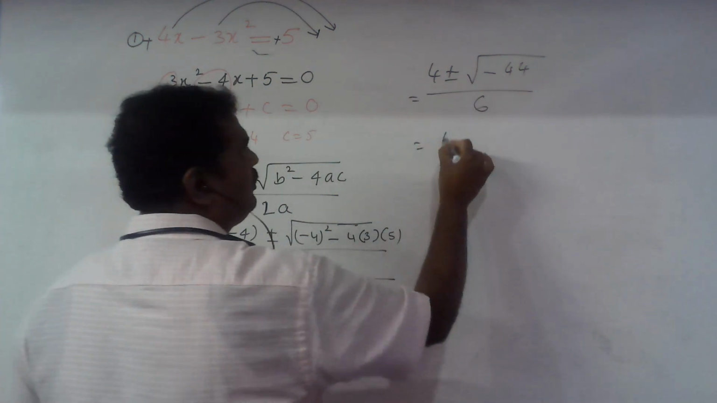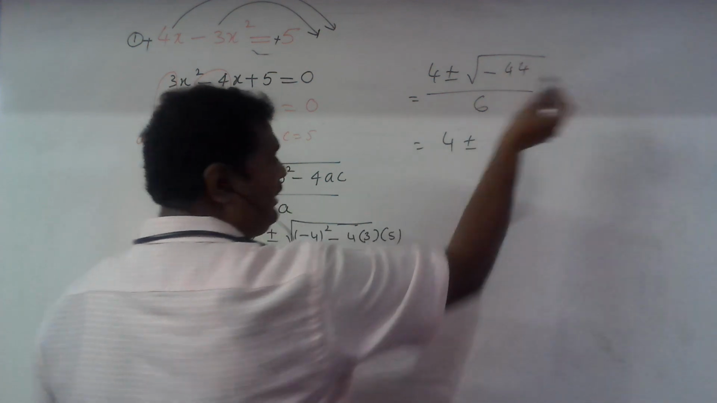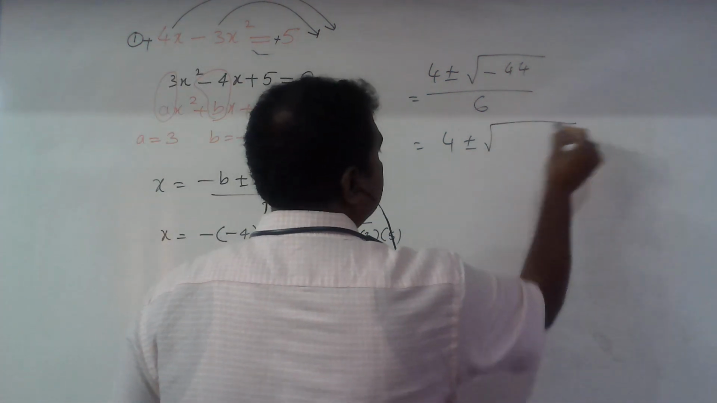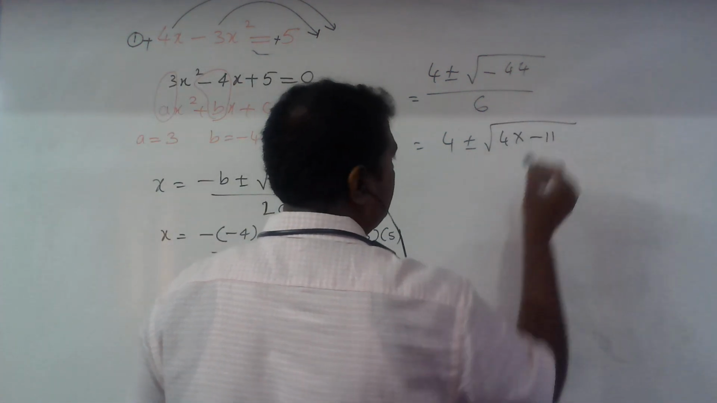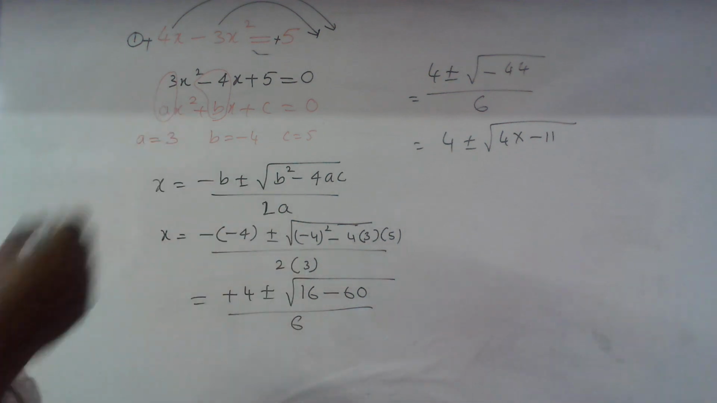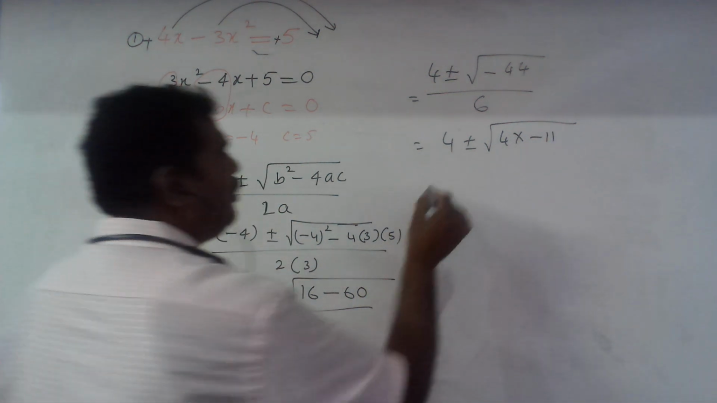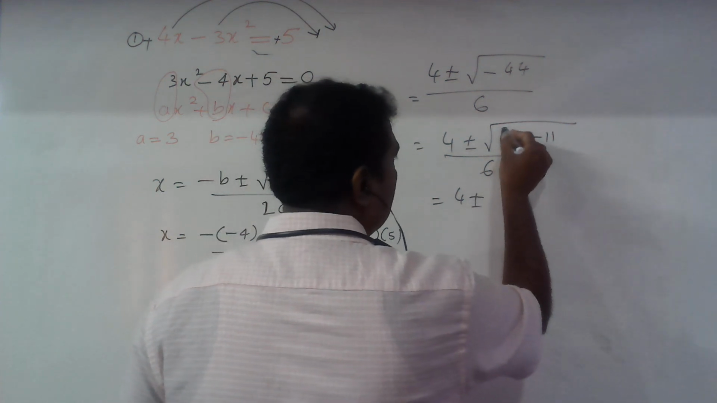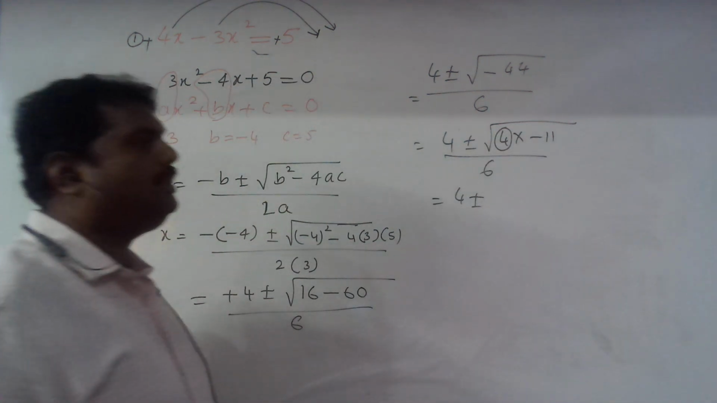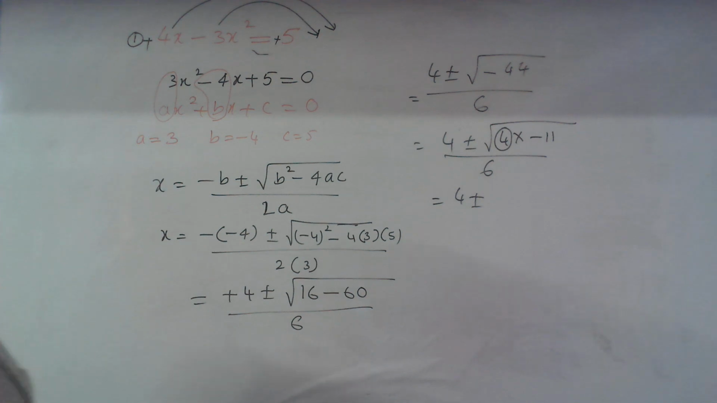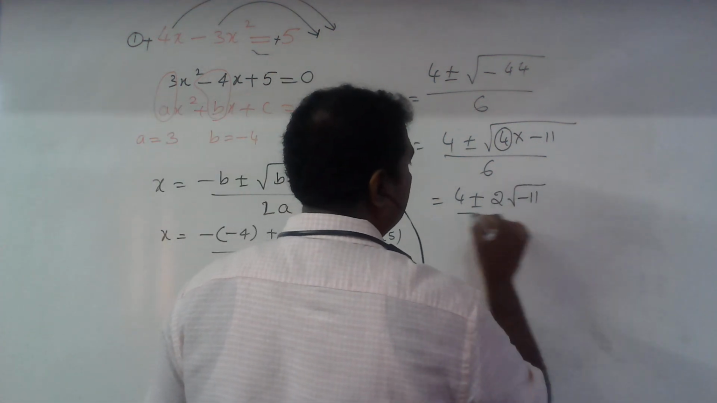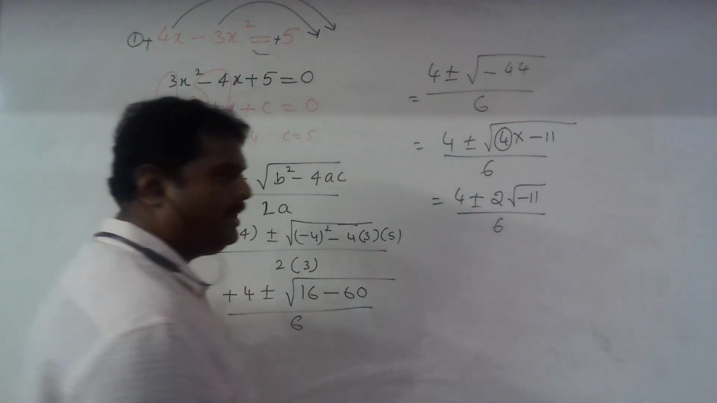Then that is equal to 4 plus or minus root of minus 44. I can split it into two factors, where one of the factors will be a square number. For this I can split minus 44 into 4 into minus 11. 4 into minus 11, I will get back the minus 44 again, whole divided by 6. Then when you take out this 4 from the square root, the square root of 4, already you know, will be 2. The left out inside the root is minus 11, divided by 6.